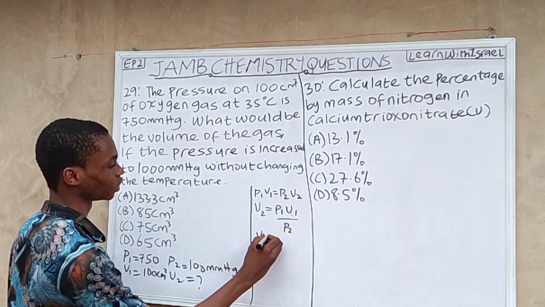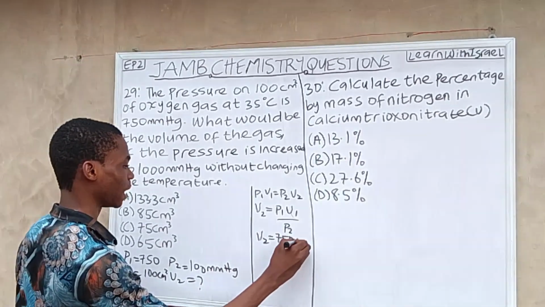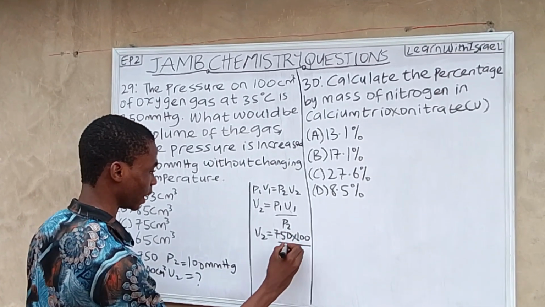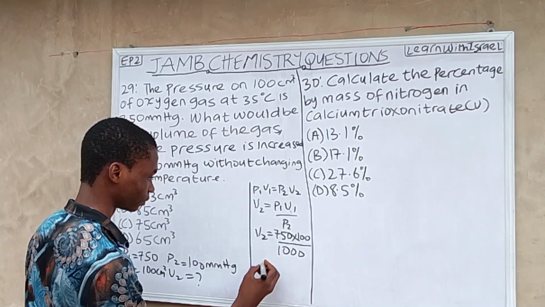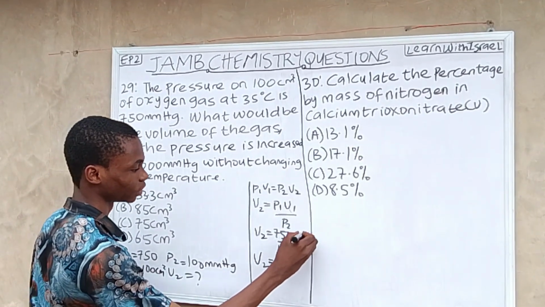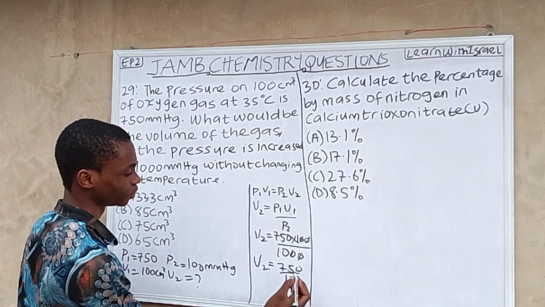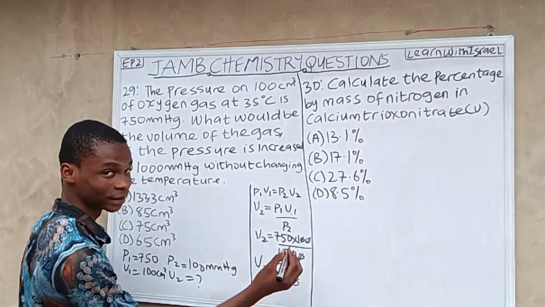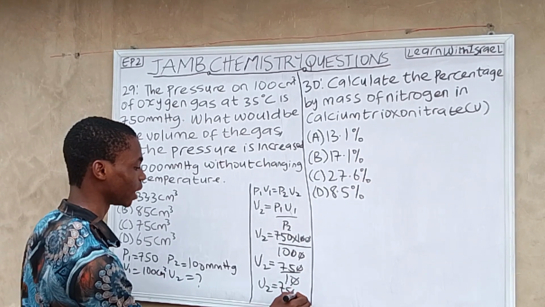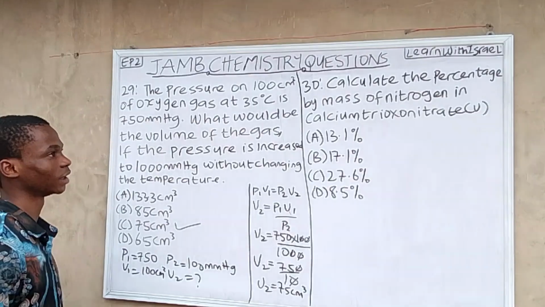So our V2 equals, what's our P1? Our P1 is 750, multiplied by our V1, which is 100, divided by 1000. So our V2 equals, 0 cancel 0, 0 cancel 0. So we now have 750 divided by 10. So 0 will cancel 0. We will now be left with 75. So our V2 equals 75 centimeter cube. So 75 centimeter cube is the correct answer.